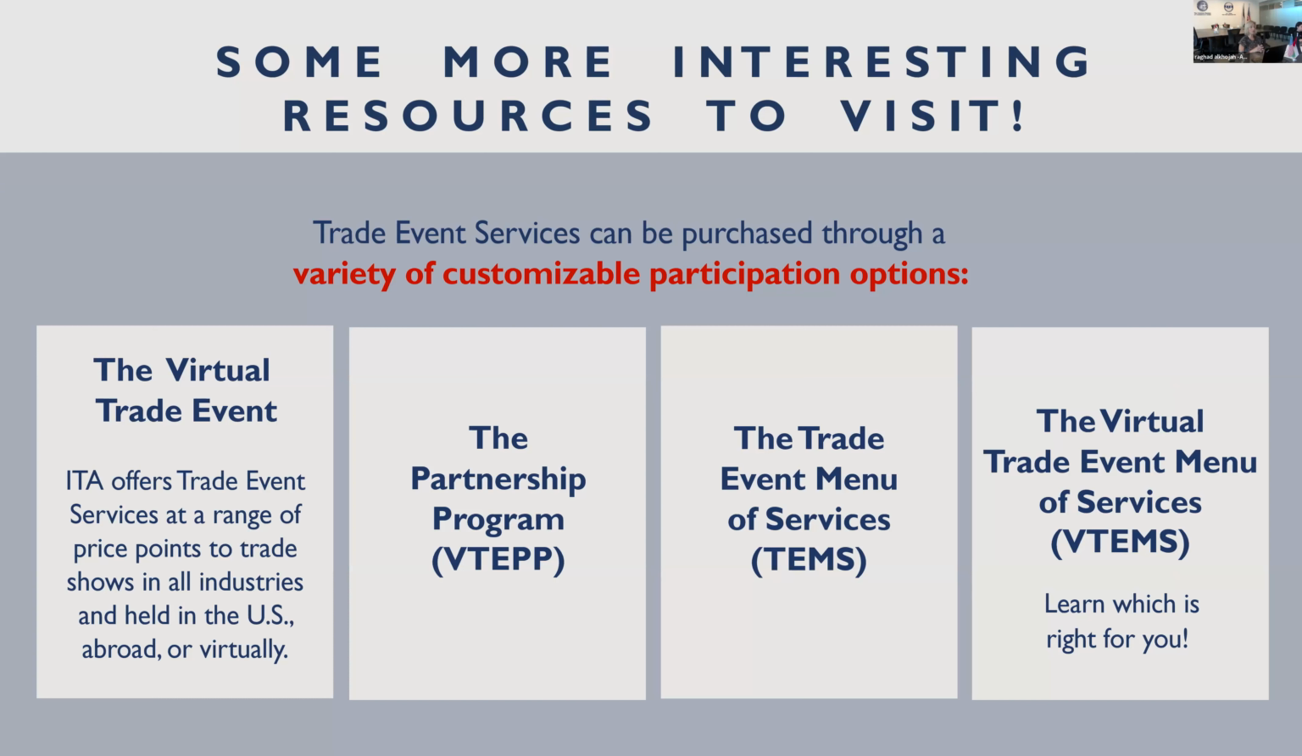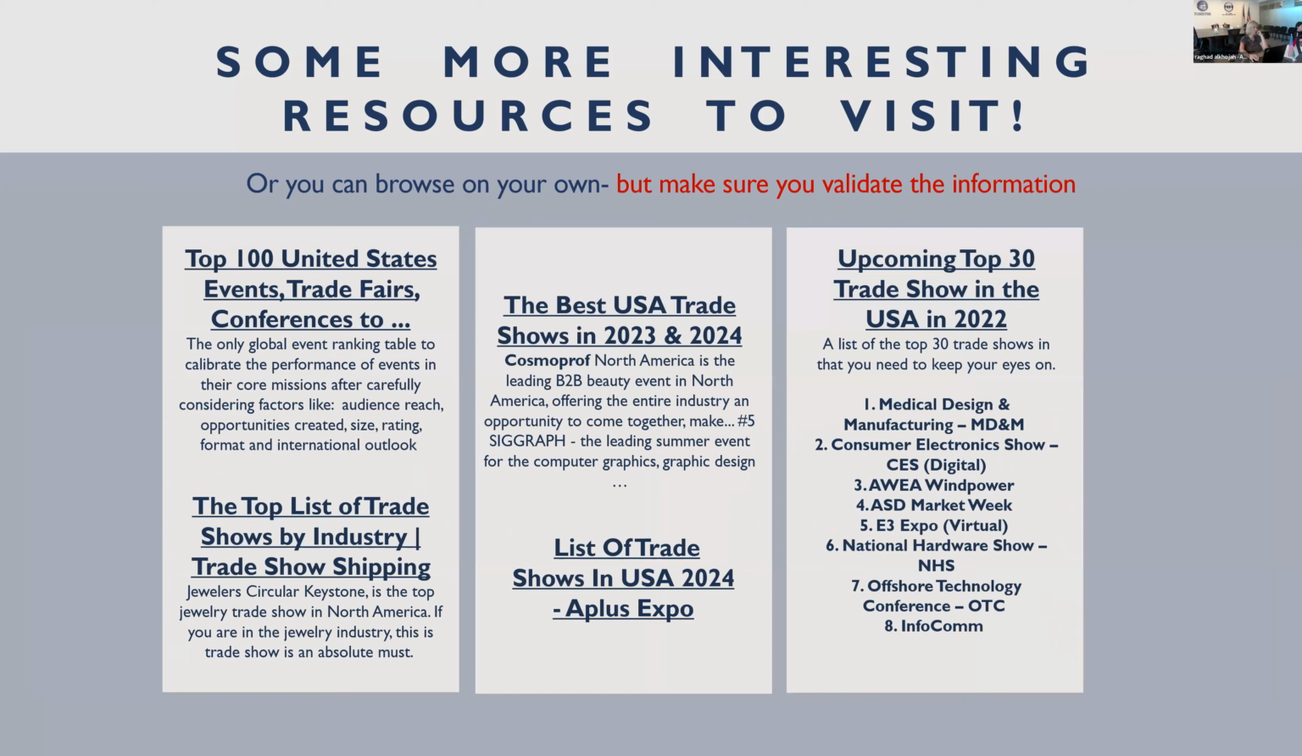There's partnership programs, and one of the good programs to visit is the VTEPP. There's the Trade Event Menu of Services, and that's the TEMS, and there's Virtual Trade Event Menu of Services, the VTEMS. So you need to learn and you need to research what is right for you to be able to go one step further in your journey. There are some interesting resources to visit, and you can do your own browsing, you can do your own research, but make sure you validate this information. And then again, you have to reach out to AmCham Oman and commercial services.